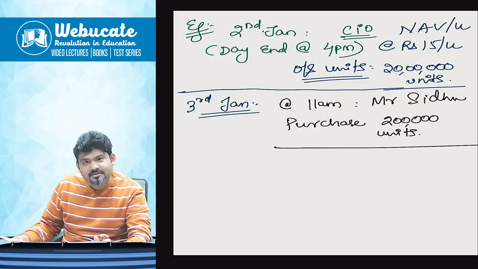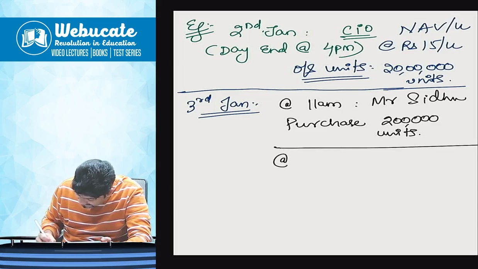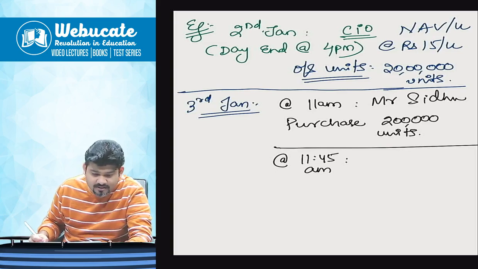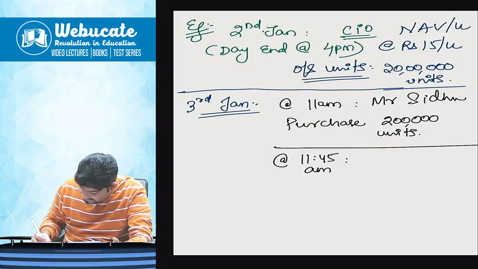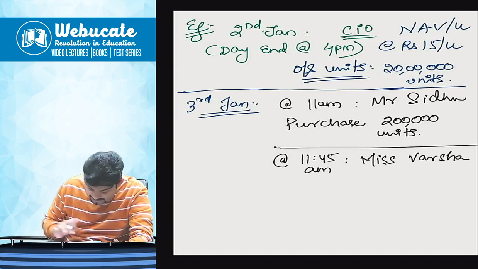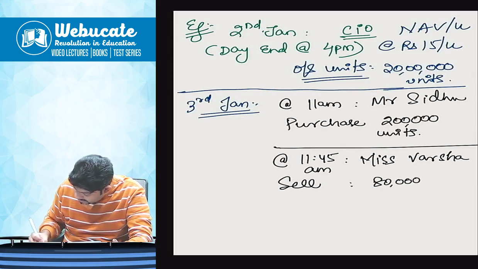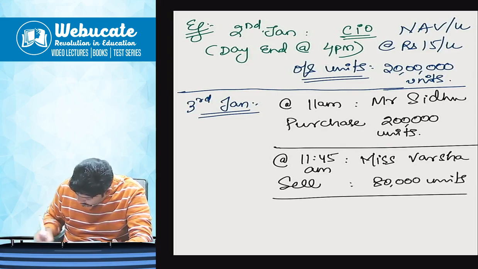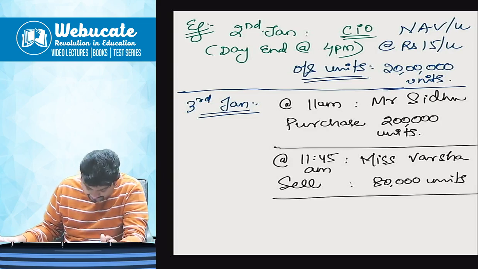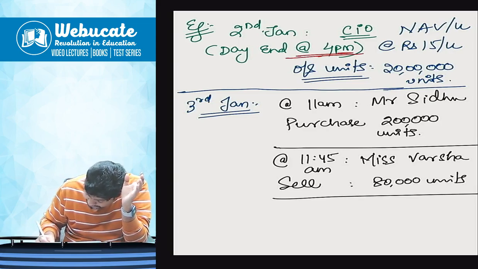Another friend comes at 11:45 a.m., and the name of the second friend is Varsha. Miss Varsha comes and tells Mr. Sushil that I want to sell my 80,000 units. Mr. Sushil says, okay, madam, no problem. Okay, done.